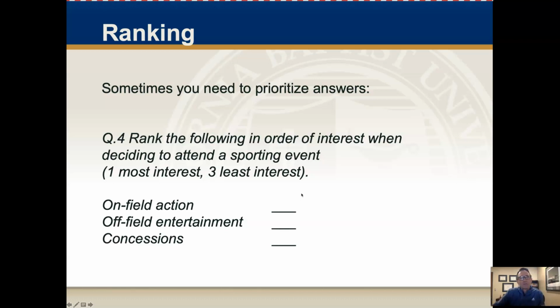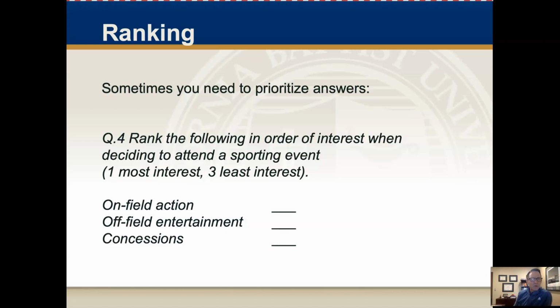Often we want people to rank things. We want them to show us their preference, to show us maybe what they are more likely to do, and so we want them to rank different choices according to their opinion and their belief. So let's say I'm a sport marketer trying to get at why people come to the game, or what about the game that they really want to spend money on.